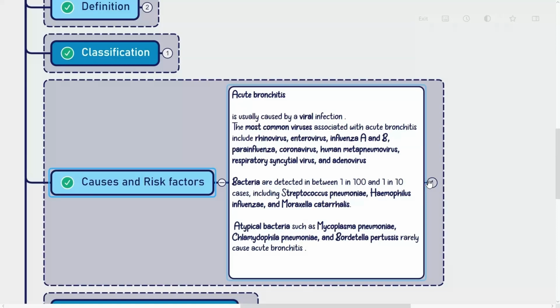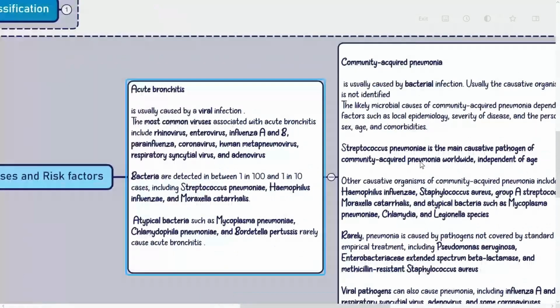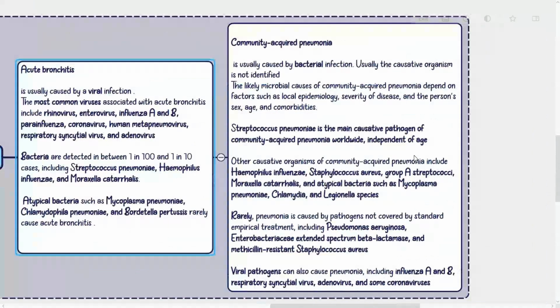Community-acquired pneumonia is usually caused by bacterial infection. Usually, the causative organism is not identified. The likely microbial causes of community-acquired pneumonia depend on factors such as local epidemiology, severity of disease, and the person's sex, age, and comorbidity. Streptococcus pneumoniae is the main causative pathogen of community-acquired pneumonia worldwide, independent of age.